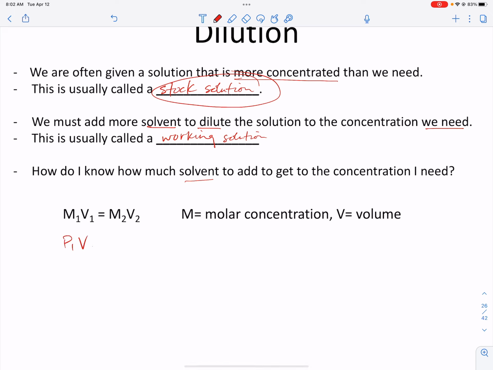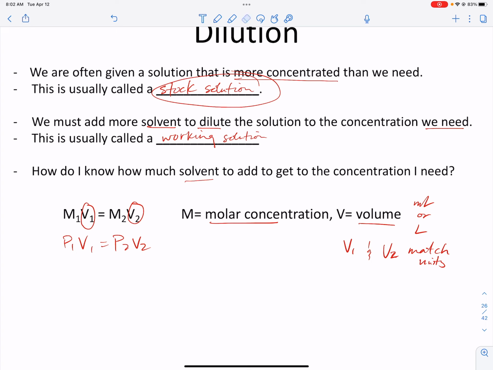Anybody, does this remind you of P1V1 equals P2V2? Boyle's law. It looks very similar, right? Except it's M1V1 equals M2V2, where M is the molar concentration, concentration in units of molarity, V being the volume. And it doesn't matter if the volume is in milliliters or in liters, as long as your V1 and your V2 match. Okay, so V1 and V2 need to match units. If you have one that's milliliters and one that's liters, you will get the wrong answer.